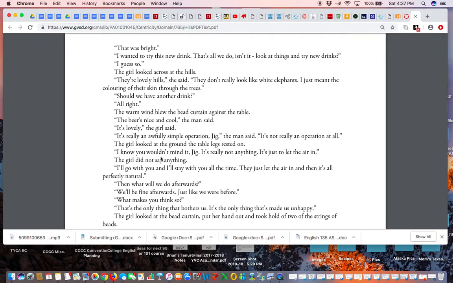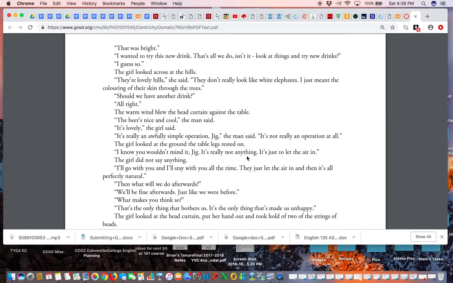And so here's another area I underline. You wouldn't mind it, Jig. She's the one involved here. And Jig is kind of maybe a term of endearment of some sort. It's a familiar term, and so that again is leading me to believe that they're in a relationship.